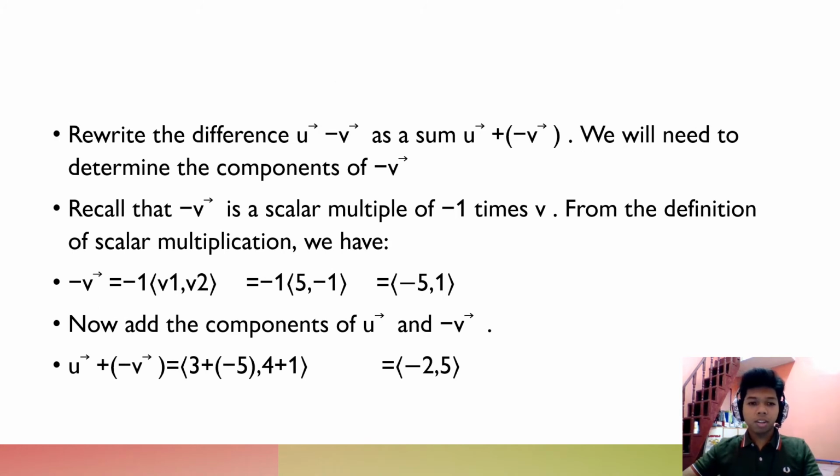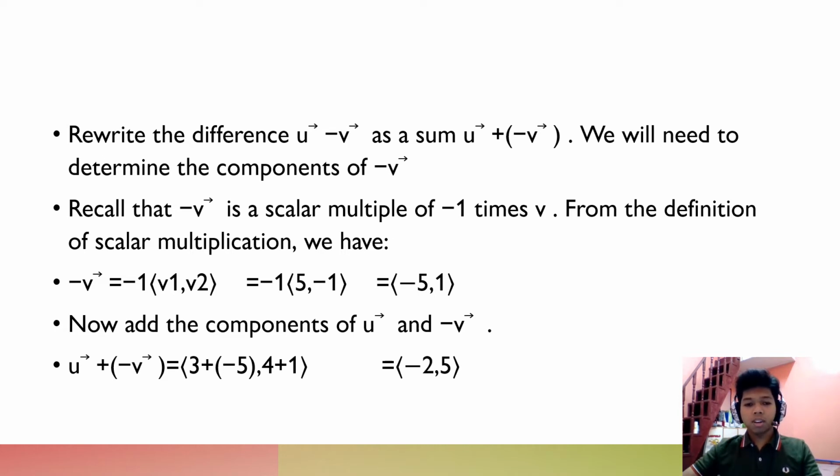Then rewrite the difference u minus v as a sum, u plus negative v. We will need to determine the components of negative v. Recall that negative v is a scalar multiple of negative 1 times v. From the definition of scalar multiplication, we have negative v equals negative 1 times (v1, v2), equals negative 1 times (5, -1), equals (-5, 1).